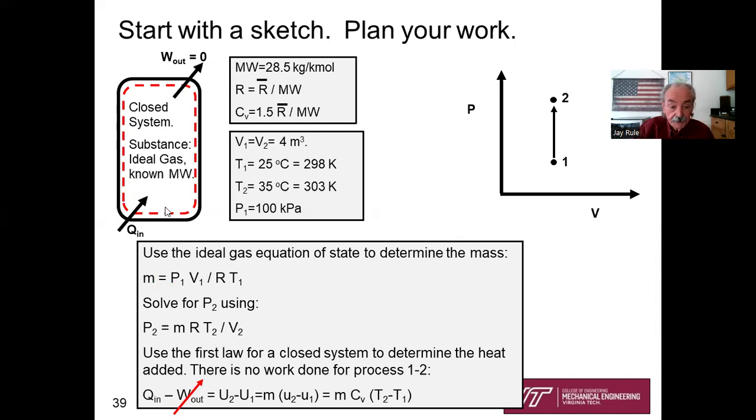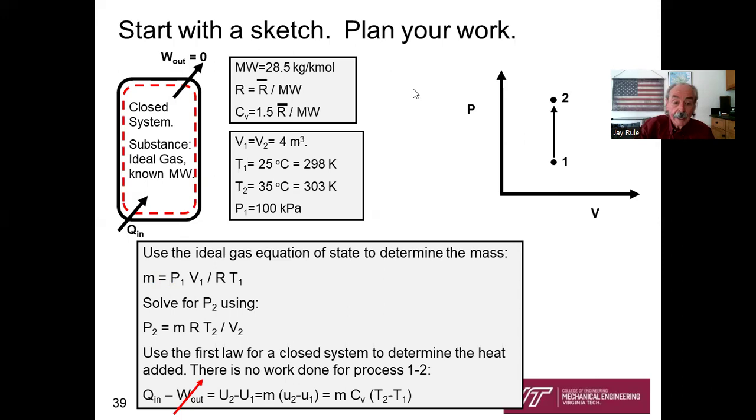Closed system, rigid tank. The substance is an ideal gas with a known molecular weight. I'm showing heat in and work out. I'm showing work as 0 because on my pressure volume diagram, which I also drew, it's a closed system with no change in volume, dV is 0. Work out equals 0. So that gives me a path forward to find the heat added, Qn, using the first law.